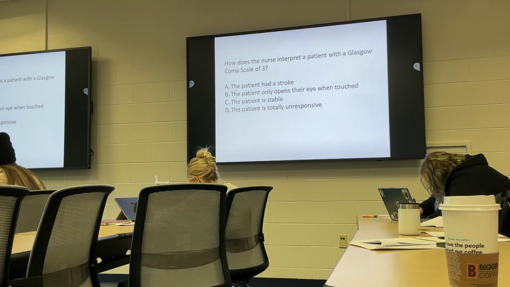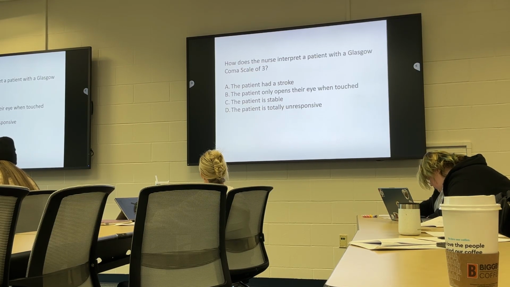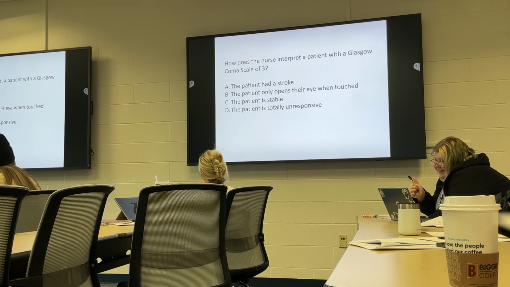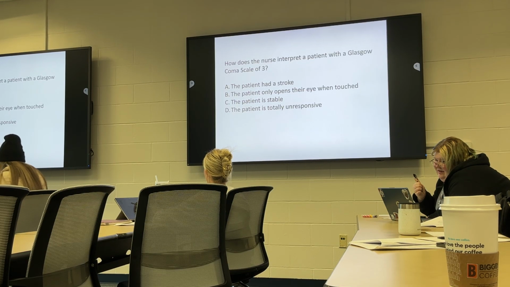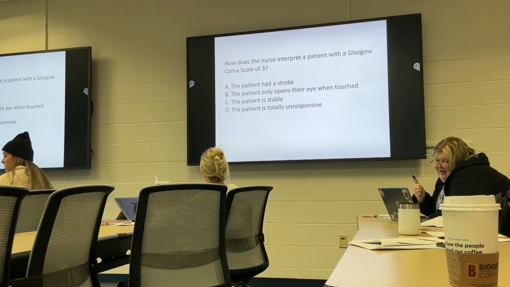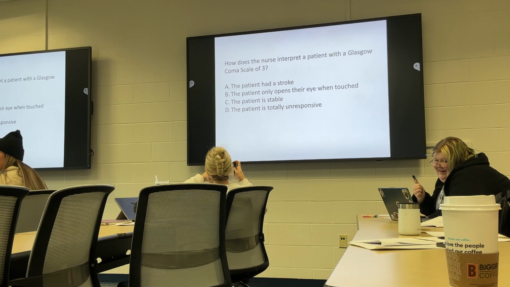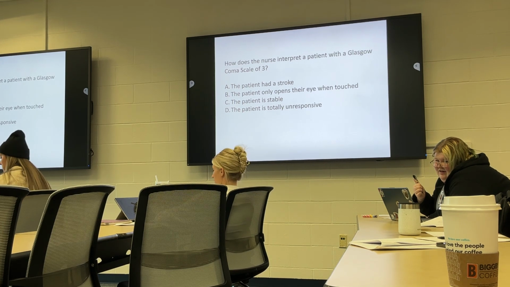So, okay, how does the nurse interpret a patient with a Glasgow Coma Scale of 3? Intubate. The patient is stable, the patient is totally unresponsive, the patient had a stroke. He's bad. He's bad, isn't he? I didn't take C for this one. So which one is it? D.